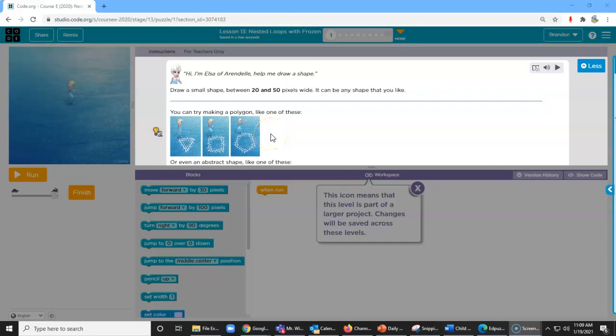So guys, we're on lesson 13, which is nested loops, and we're going to be using Elsa from Frozen. So remember, our number one important thing is read the directions. So it says, "Hi, I'm Elsa of Arendelle. Help me draw a shape."